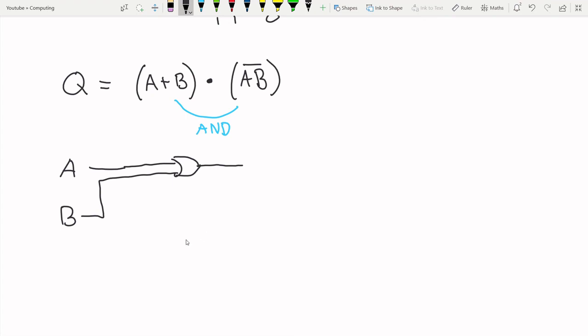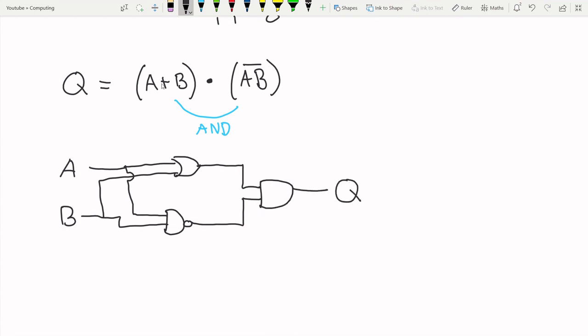So we're going to use our NAND gate like this for not A and B. So B comes in, A comes in as well, and it's got to be both of these at the same time. And that's why we have the normal AND gate, and this is Q, and Q equals this.